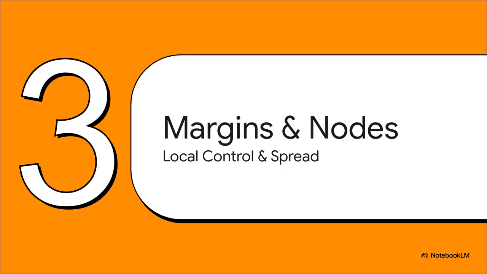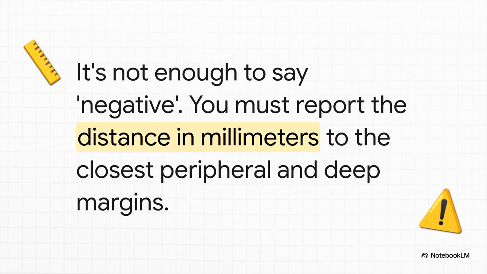Okay, so we've got the primary tumor all characterized. Now it's time to zoom out a bit and look at the specimen's edges and the regional lymph nodes. This is all about figuring out the risk of local recurrence and spread. Margin status is how you tell the surgeon if they got it all. But here's the thing, it's not enough to just write negative. The CAP protocol specifically requires you to state the exact distance, in millimeters, to the closest peripheral and deep margins. That level of precision is what helps clinicians decide if a patient needs another surgery or radiation.